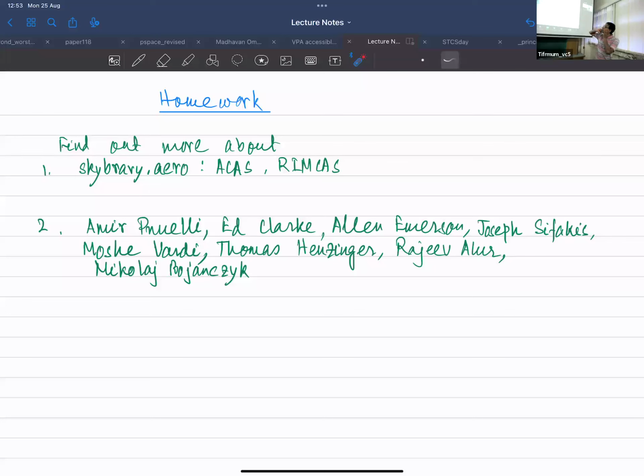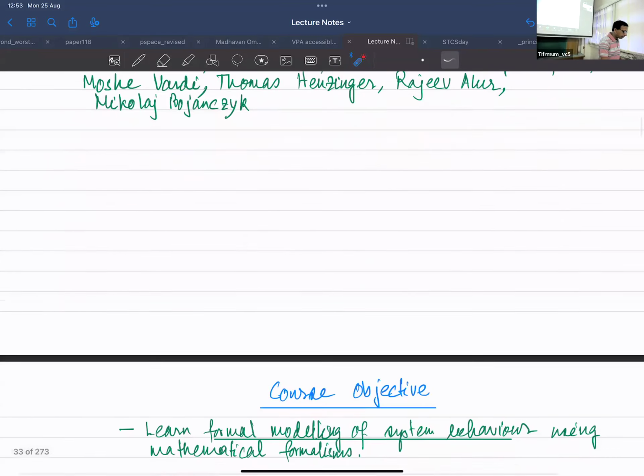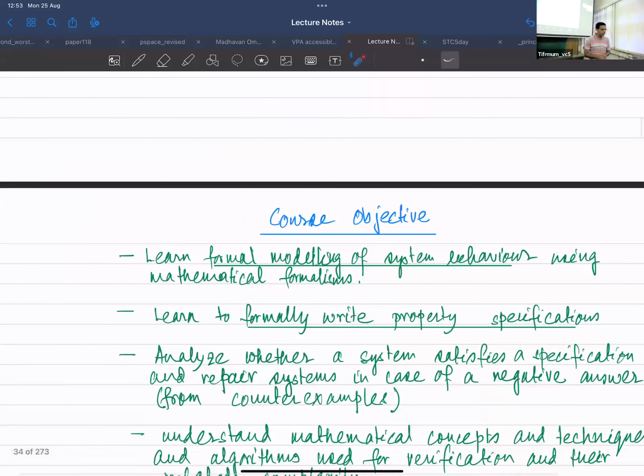And we are going to look at some of their works, like Amin Eliot, Clark, Alan Emerson, Joseph Sifakis. I mentioned some of them, Moshe Vardi. So this Vardi-Wolper construction is something that we'll definitely look at. Moshe Vardi and Pierre Wolper, Tom Henzinger, Rajeev Alur, Nikolai Moanjik, and so on. There are several people. So what is the course objective?